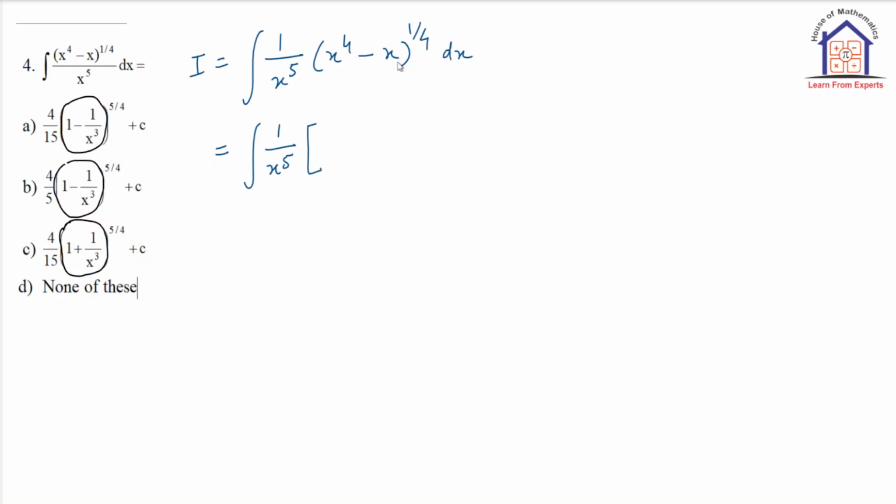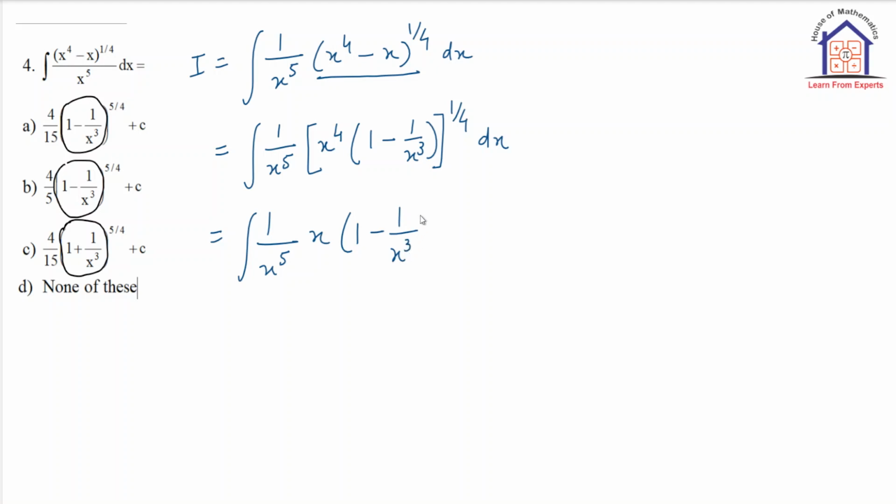For that I will take x to the power 4 common from this bracket. X to the power 4 common, so it is 1 minus 1 by x cube whole to the power 1 by 4 dx, right? So this becomes integration of 1 upon x raised to 5. So x to the power 4 to the power 1 by 4 becomes x, and the 1 minus 1 by x cube to the power 1 by 4 dx, and this becomes integration of 1 upon x to the power 5 is 1 upon x to the power 4 into 1 minus 1 by x cube to the power 1 by 4, right? Now the problem is solved here.